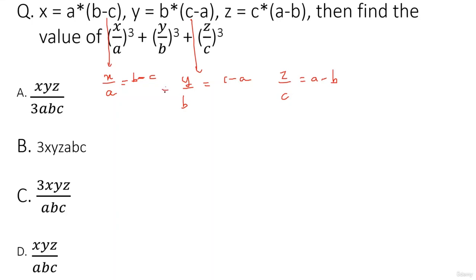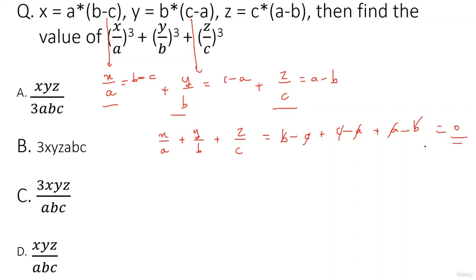Now, guys, observe that on adding these three equations, on the left hand side I will have x upon a plus y upon b plus z upon c, and on the right hand side I will have b minus c plus c minus a plus a minus b. A cancels, C cancels, B cancels. It's simply equal to 0. Now x upon a plus y upon b plus z upon c is 0, right? And the question demands (x upon a) cube plus (y upon b) cube plus (z upon c) cube.